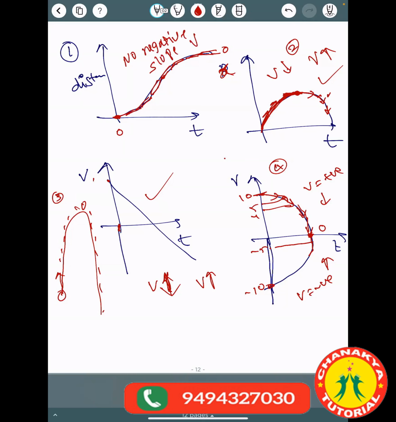Or velocity is not negative. But in all other three cases, velocity is becoming negative. So the correct answer is option 1. Okay, so this is wrong, this is wrong, this is wrong, because they are representing the same motion. The first one is representing a different motion. Hence they asked us to pick that graph.